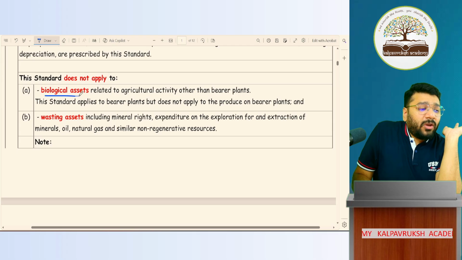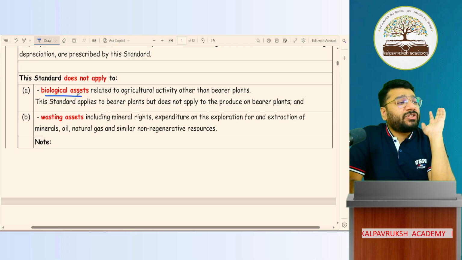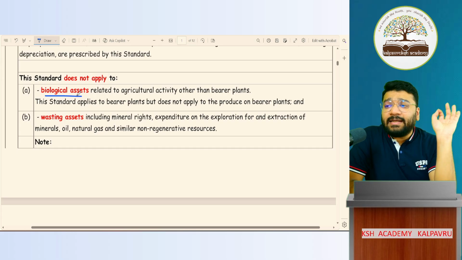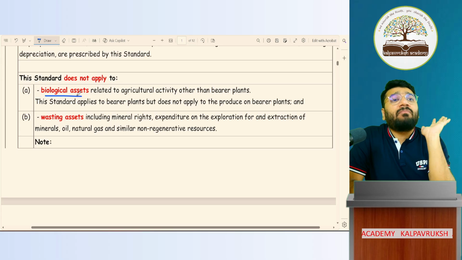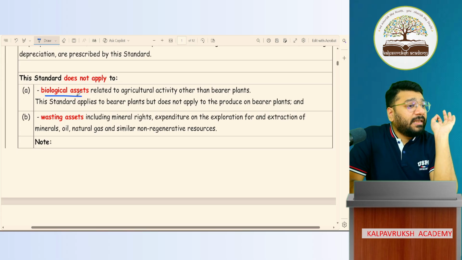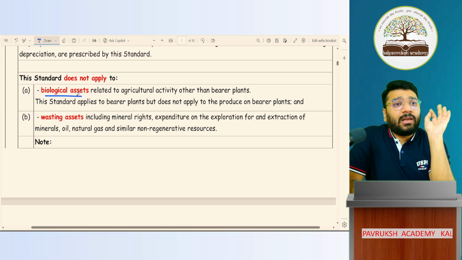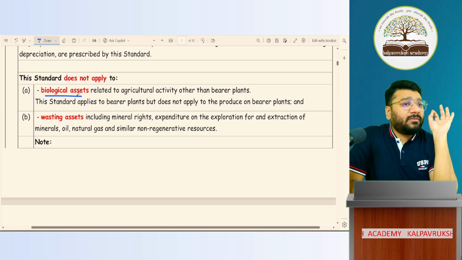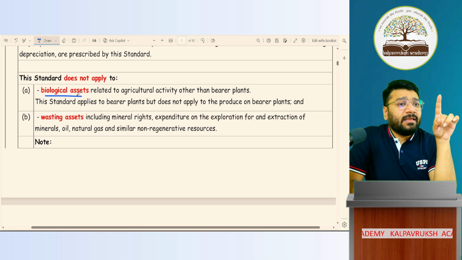So what is the meaning of biological assets? Anything which is a living animal or living plant. Your AS10 is telling that living animal and living plant are biological assets. So in your business, if you have any biological assets, living animal or living plant, on them you will not apply accounting standard 10.